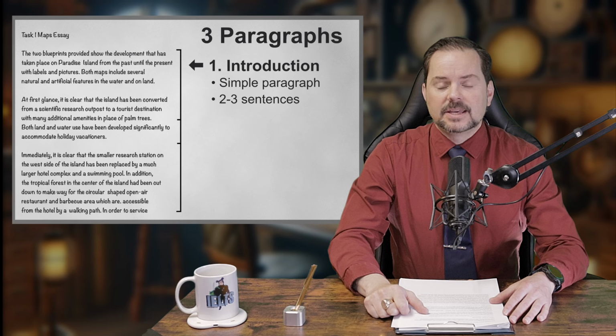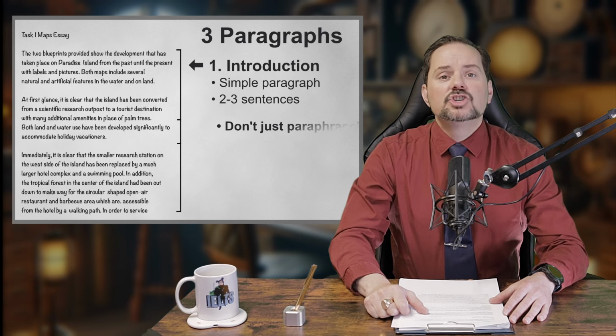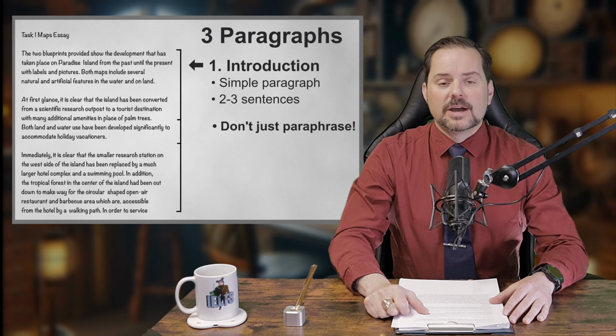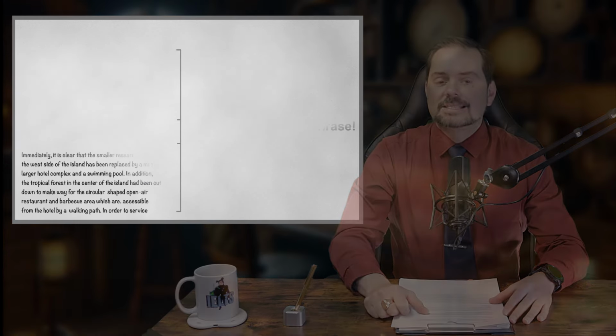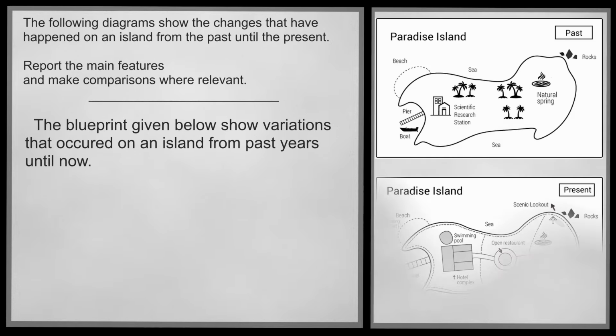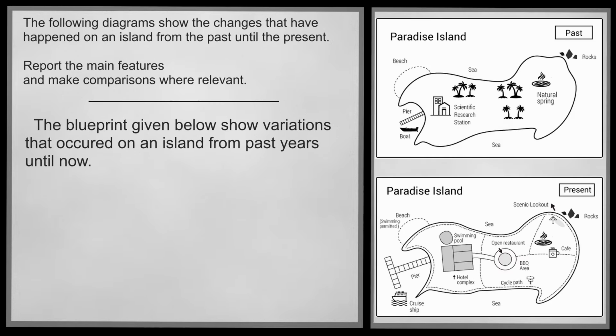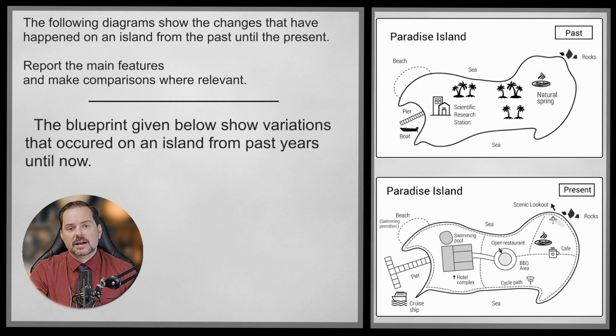Many candidates get low band scores and fail the introduction because they just paraphrase the question. They simply state, "The blueprint given below show variations that occurred on an island from past years until now." This is not enough for high band scores.